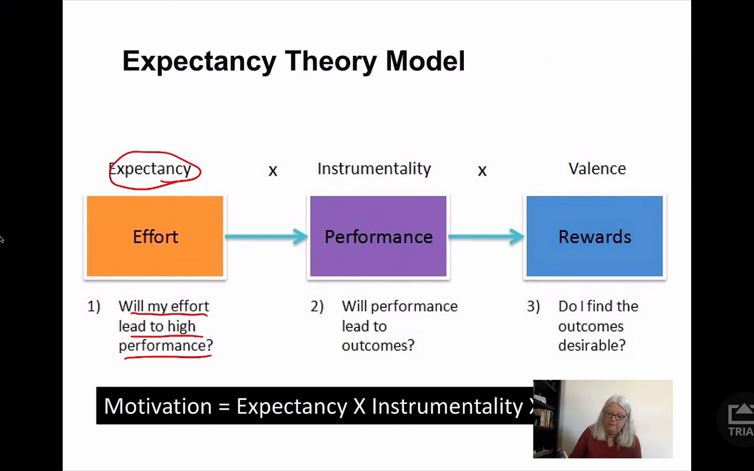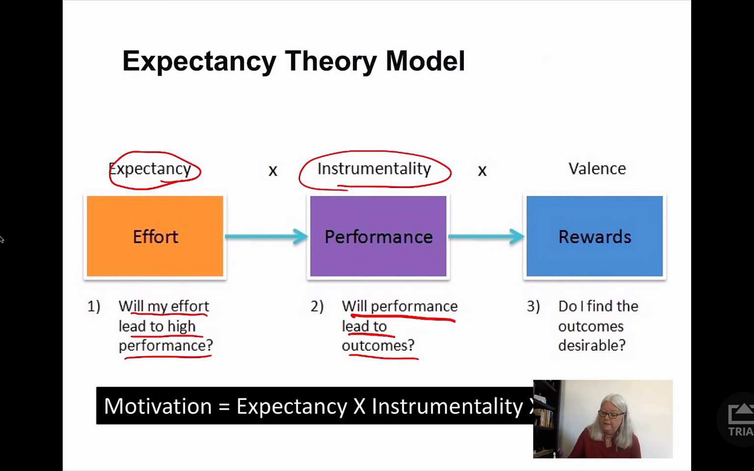Okay. The second part is instrumentality. And instrumentality is the perceived probability that successful job performance will result in rewards. So in other words, will the performance lead to outcomes? So we have expectancy, where I think my effort will lead to high performance. Then I have instrumentality. I believe that my performance will lead to outcomes or rewards.